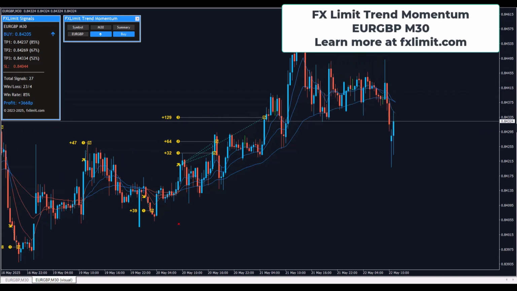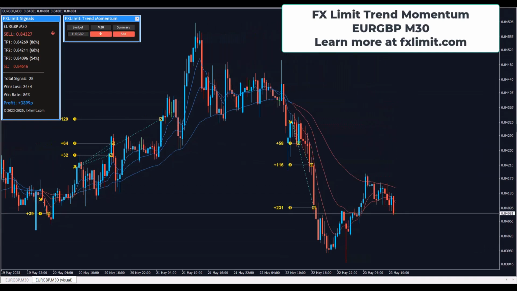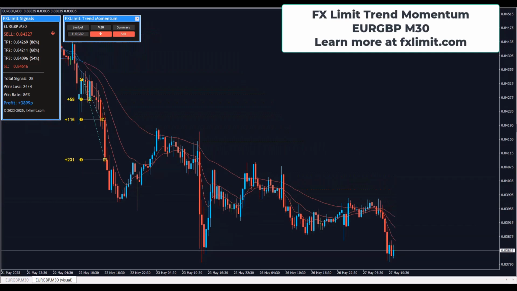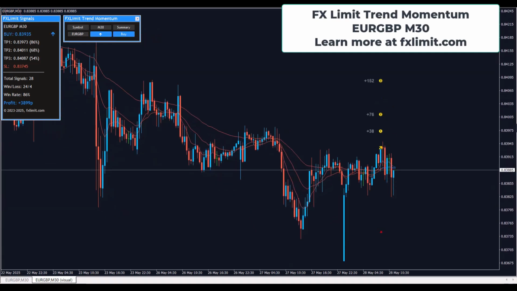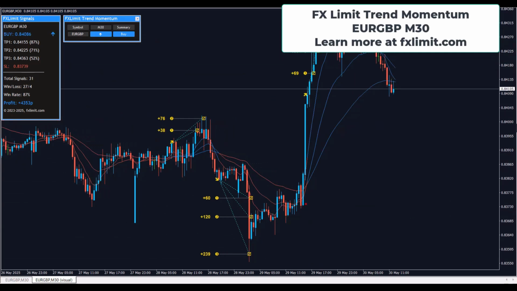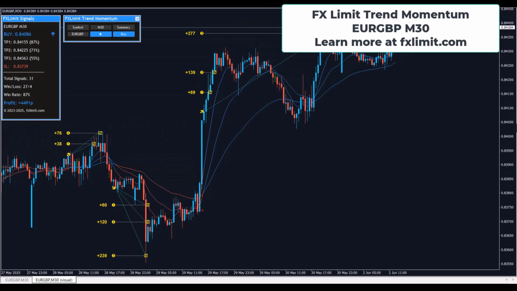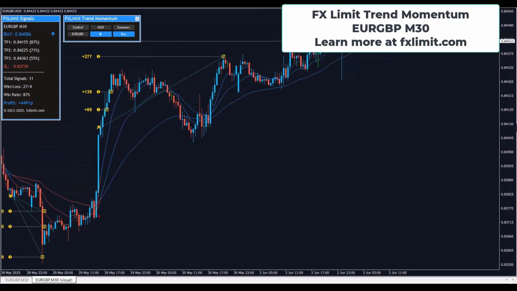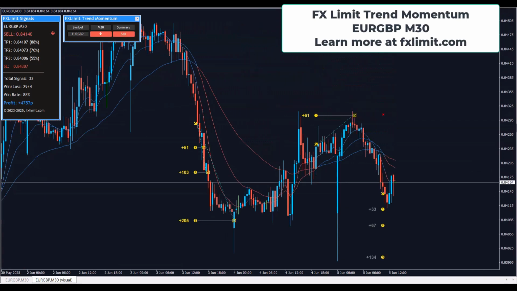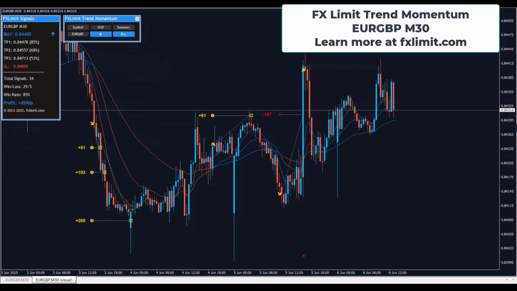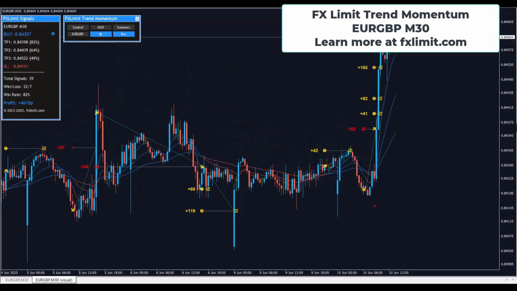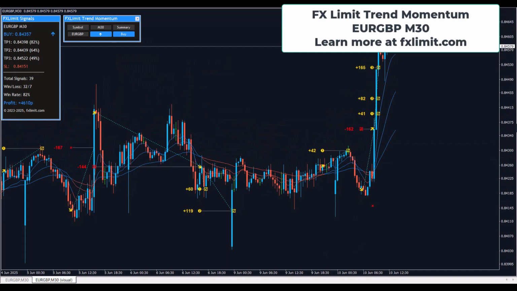Before we begin the test, let's briefly talk about the EURGBP pair on the M30 timeframe. EURGBP represents the exchange rate between the euro and the British pound, and it is known for having relatively smooth and technical price movements compared to some other currency pairs. Historically, EURGBP often reacts strongly to economic developments between the Eurozone and the United Kingdom, including interest rate decisions, inflation data, and economic growth reports.